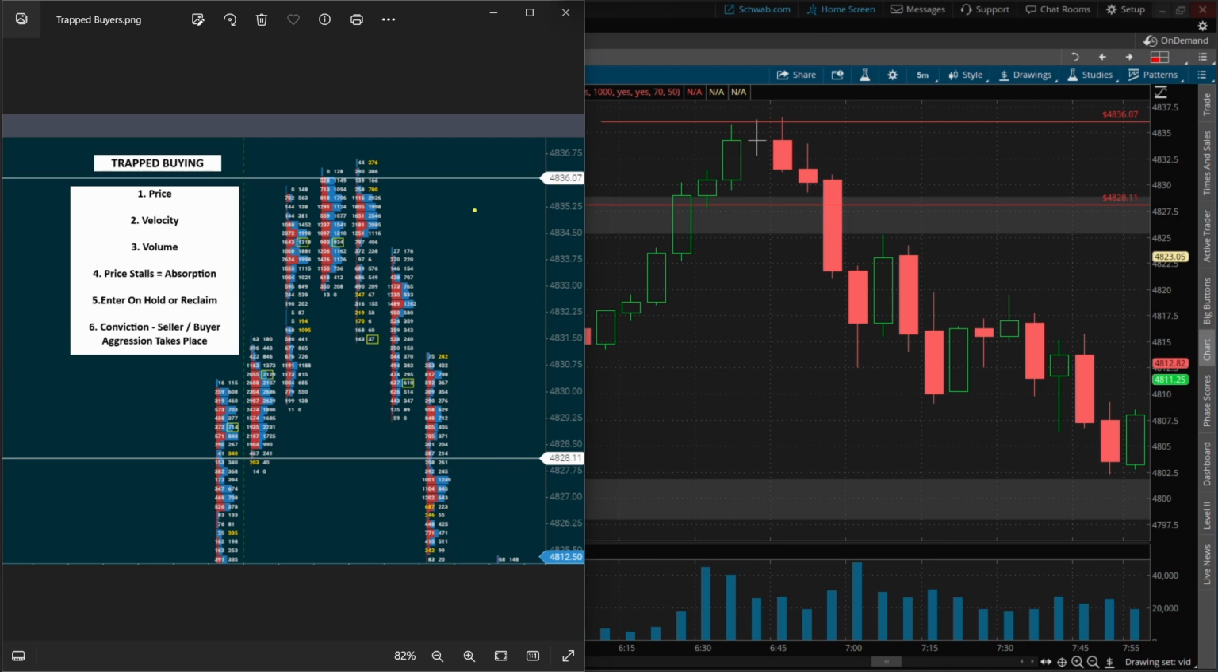Now the next few elements I'm going to be covering are unfortunately only going to be seen if you have the depth of market, or the DOM as most order flow traders call it.